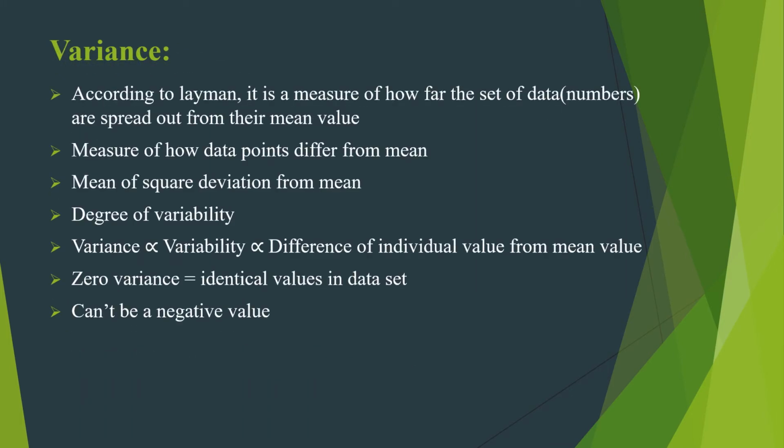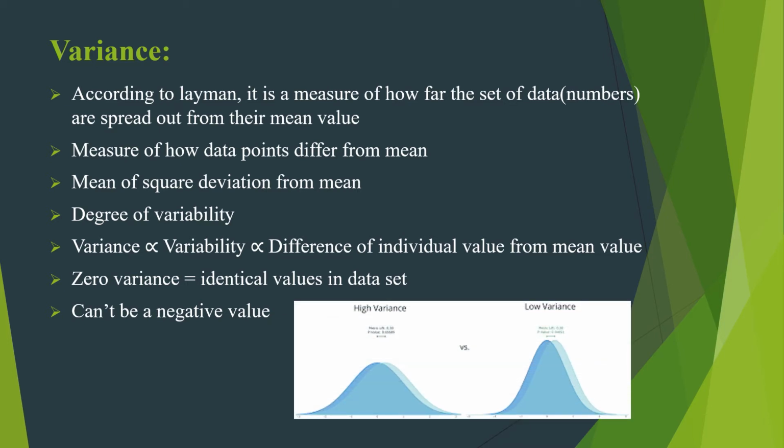Variance. According to Lehman, it is a measure of how far a set of data is separated out from its mean value. It is the mean of squared deviations from the mean. Variance is directly proportional to variability, and variability is directly proportional to the difference of individual values from the mean value. Zero variance means identical values in the data set. Variance cannot be negative.